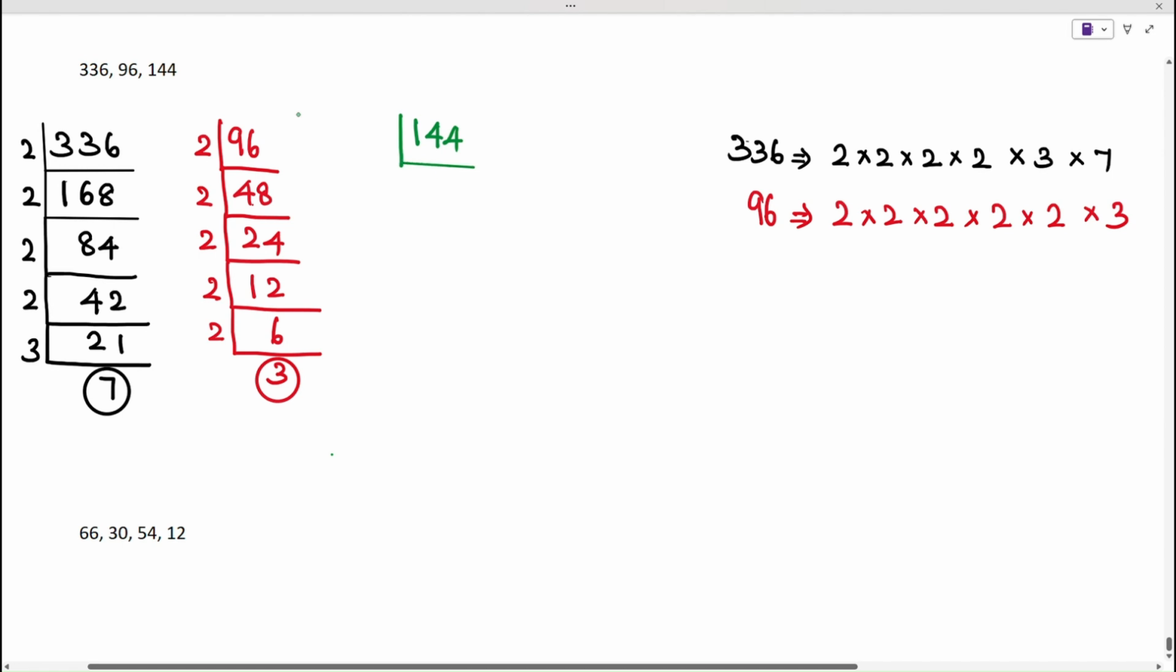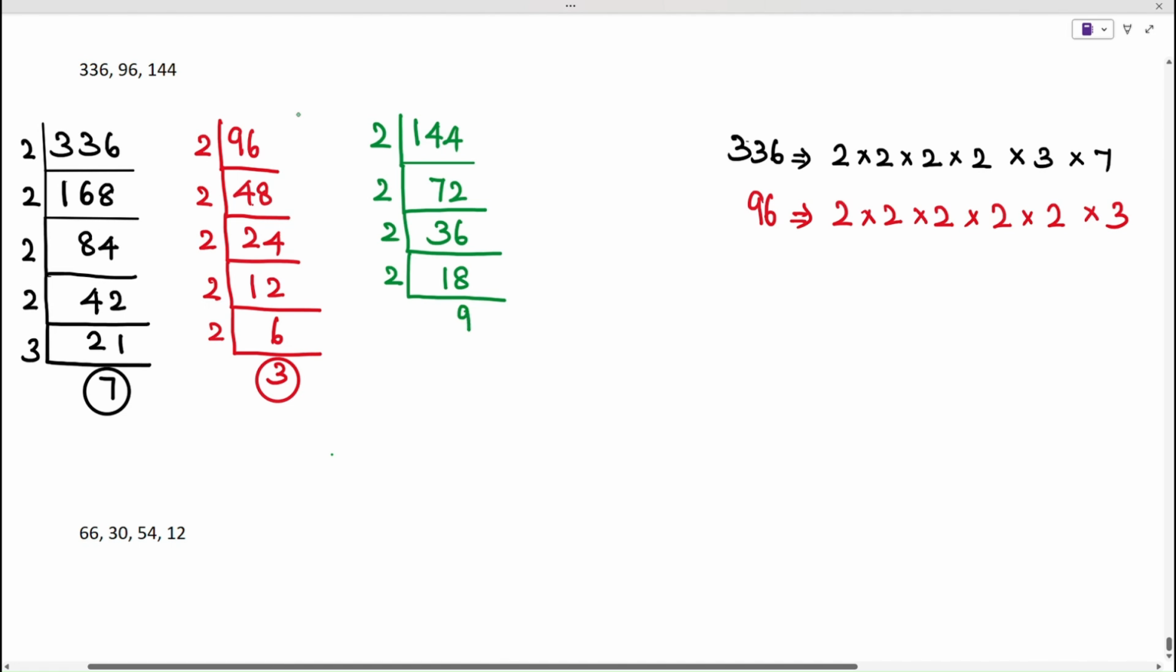144 is an even number, so we can divide it by 2, and we're left with 72. 72 is even, so we can divide it by 2, and we're left with 36. 36 is even, so we can divide it by 2, and it gives us 18. 18 is even, so we can divide it by 2, and that gives us 9.